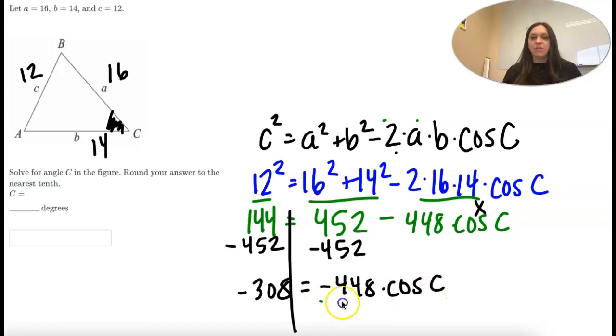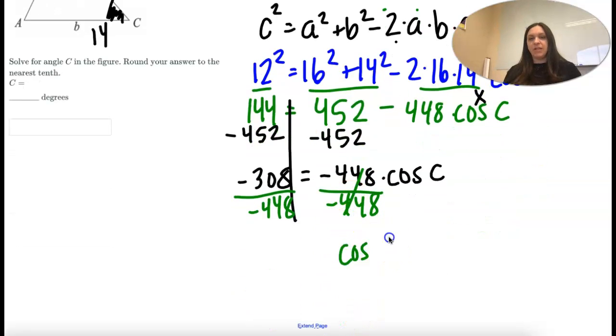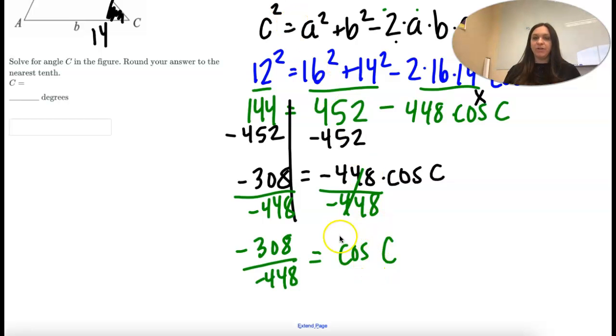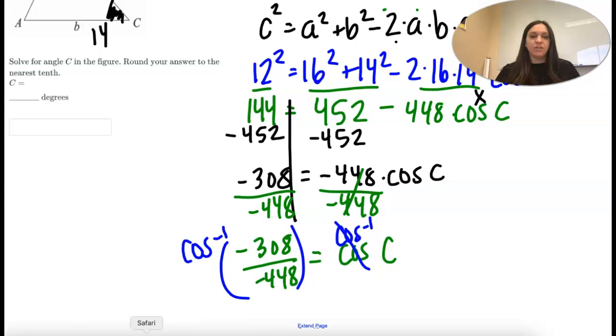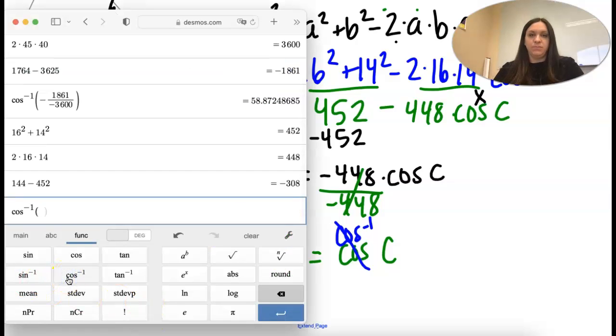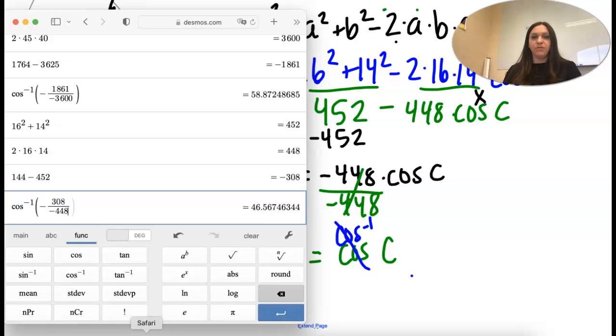So to get cosine of C by itself, we divide by negative 448. And again, I'm not going to even calculate that because I don't want to round. Okay, last step, get rid of cosine by taking inverse cosine. C is equal to inverse cosine of negative 308 divided by negative 448. 45.57.